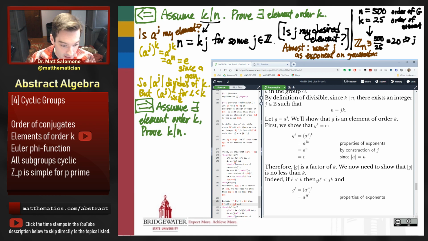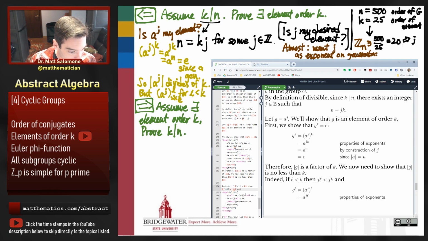Right? If l is less than k, since j is positive, I can multiply on both sides of this inequality without reversing the inequality. So jl is less than jk. But if jl is less than jk and jk is equal to n, then we know that this is not equal to the identity. And the reason being is that since jl is less than n, and a has order n.